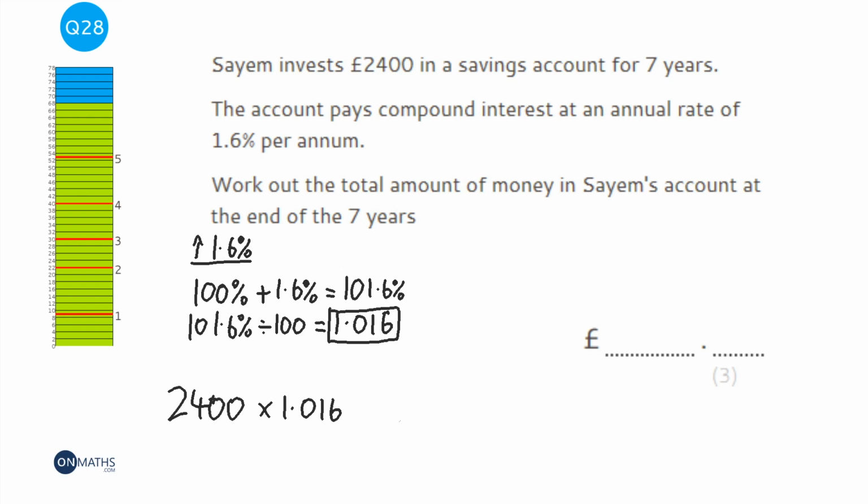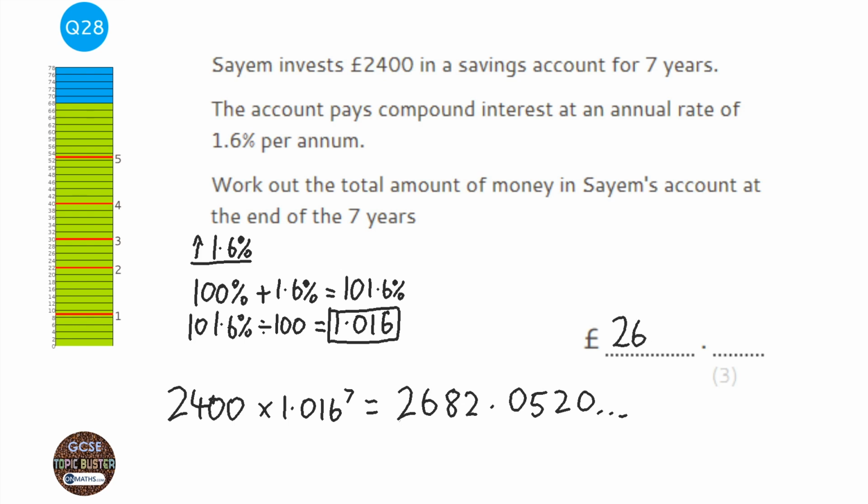What we can do instead is do that multiplier to the power of 7, and that's just the same as timesing it by 1.016 7 times, and it's a bit easier to do. So 2,400 on the calculator times 1.016, and then I put my power button and I type in 7, and I get the answer 2,682.0520 blah blah blah. Okay, so because it's a money question, it can only have 2 decimal places, so 2682.05.